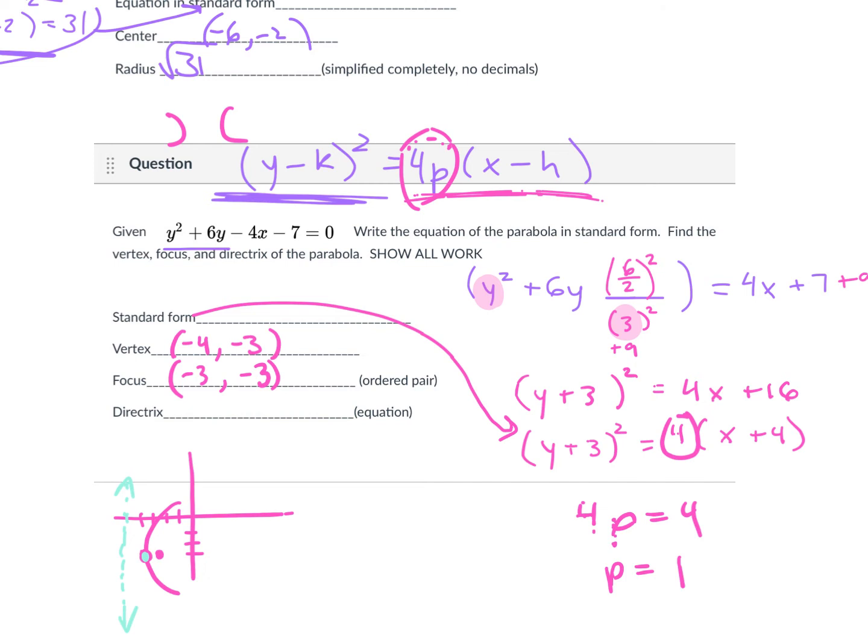X is equal to, because it intersects the x-axis. So it's going to be x is equal to, and at what point does it intersect the x-axis? So the vertex was at -4, and we went 1 more space. So -5. So x is equal to -5 is our directrix.